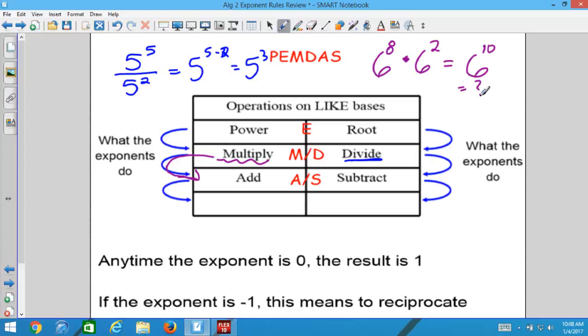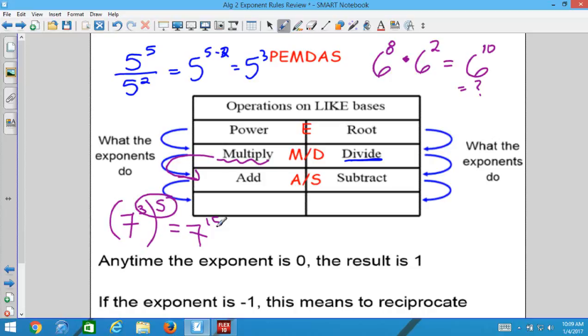Power would be if I had something like 7 to the 3rd, and then from that, we're going to take that to the 5th power. That would be power. So what do I do to the exponents? I multiply them. 7 to the 15, and that would be a really big number when I multiplied it out.